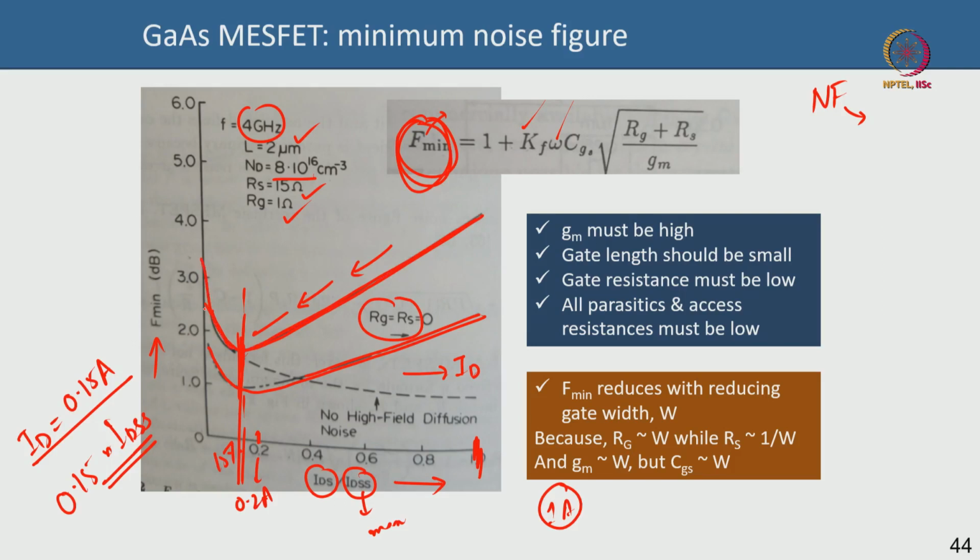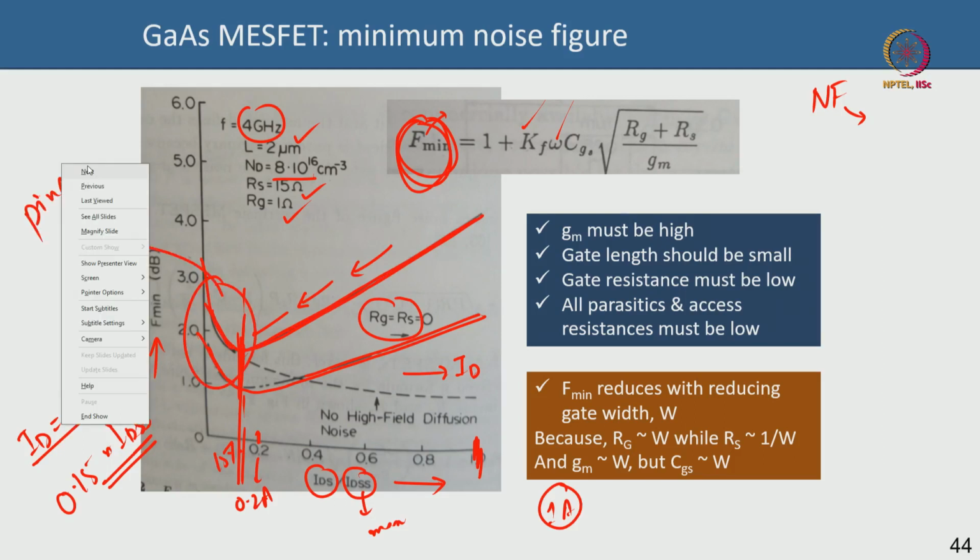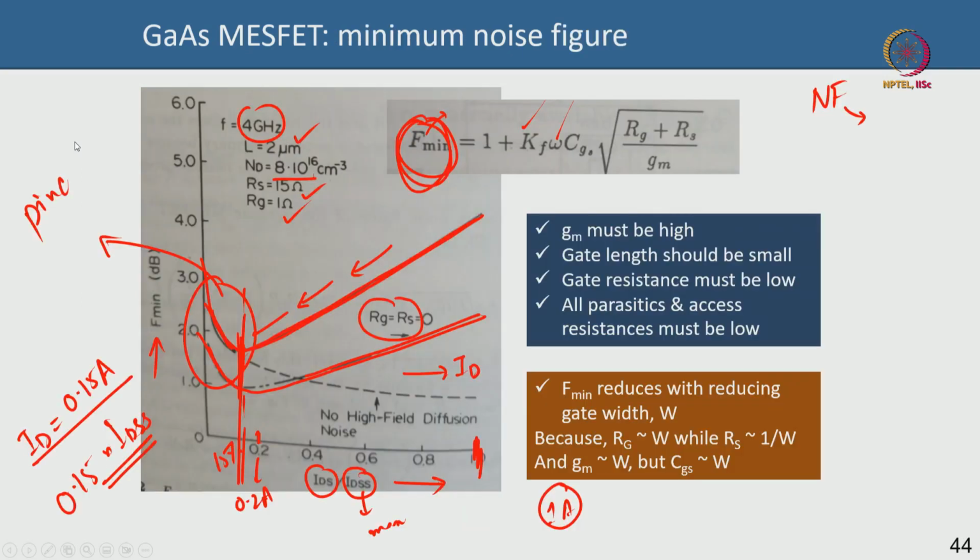Here the noise increases because you are very close to pinch off, not the drain pinch off I am talking about. I am talking about the channel pinching off and the device turning off. You are close to the threshold voltage. If you recall, close to threshold voltage, your GM is actually very low.